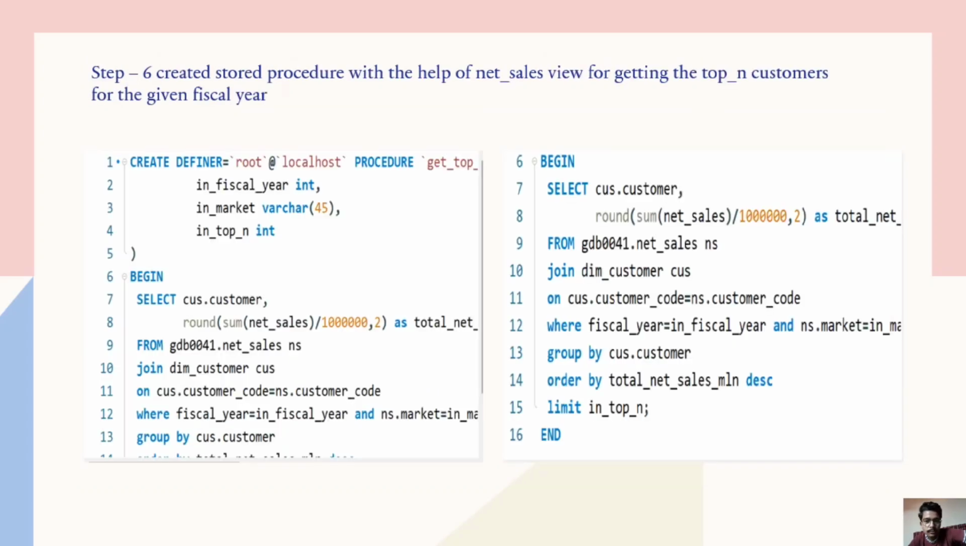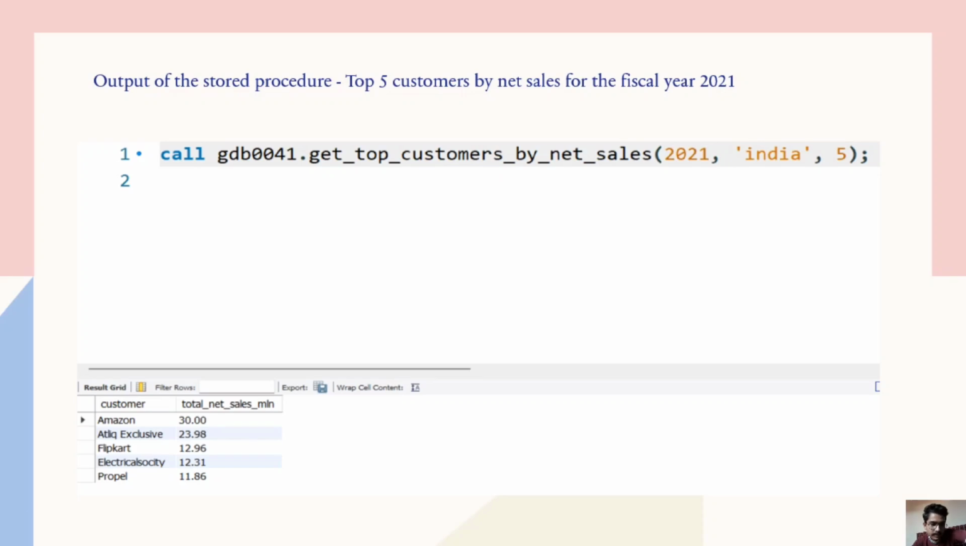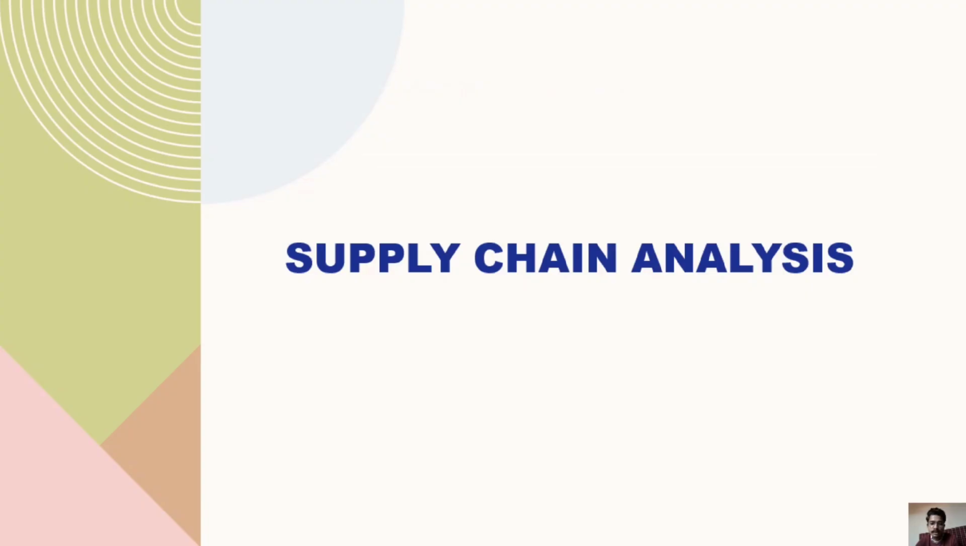Now the stored procedure for getting the top n customers. This is for the customers, same as the previous ones. This is the output: Amazon. For 2021 in India, we have provided the market input as well. 2021 in India, top five customers: that is Amazon, Atliq Exclusive, Flipkart, Electrical Society, Propel. Now here comes the supply chain analysis.